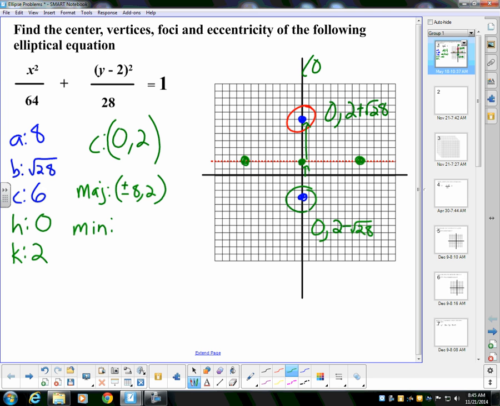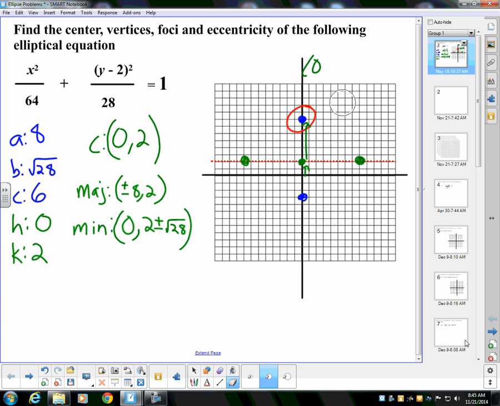So here's what I'm really doing. To get to my minor vertices, my point is going to be 0, comma, 2 plus or minus the square root of 28. That is how I go to my minor vertices. 2 plus or minus the square root of 28. Now that's the x component, the y component.